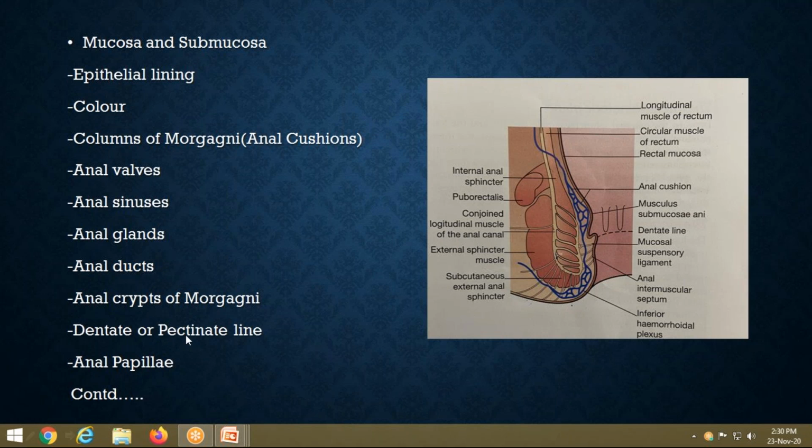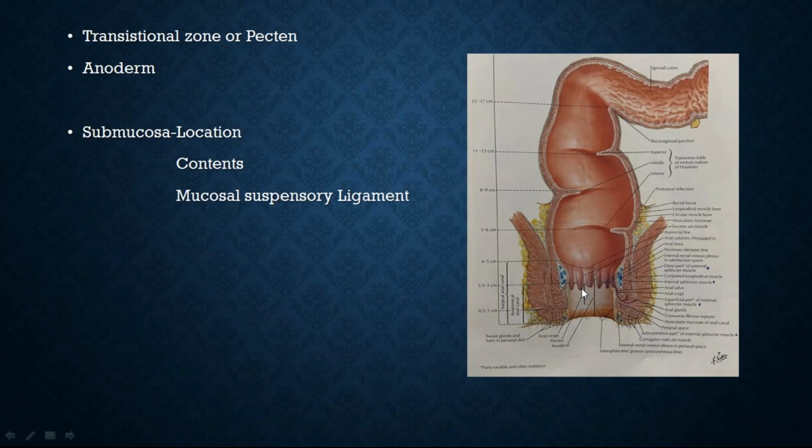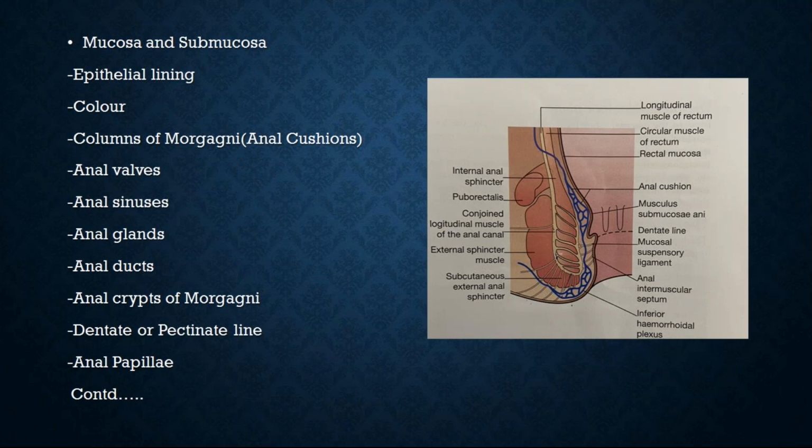Okay. Next is the dentate line or the pectinate line. I have showed you the dentate line or the pectinate line. See this curvy dotted line. The curved dotted line is the dentate line, which I will be explaining later. The anal papilla are nothing but the remnants of the anal membrane, which are situated just above the dentate line.